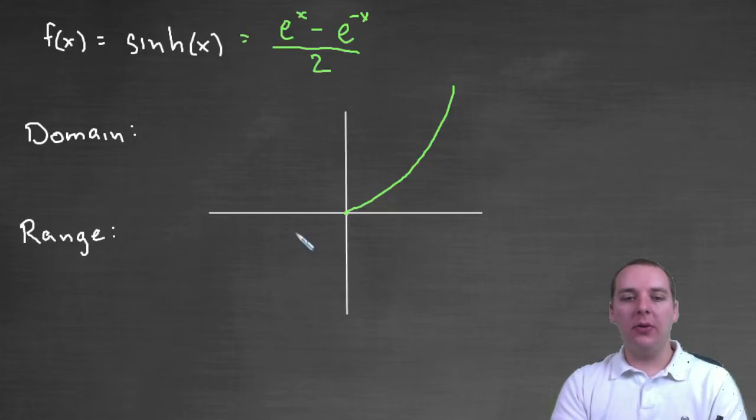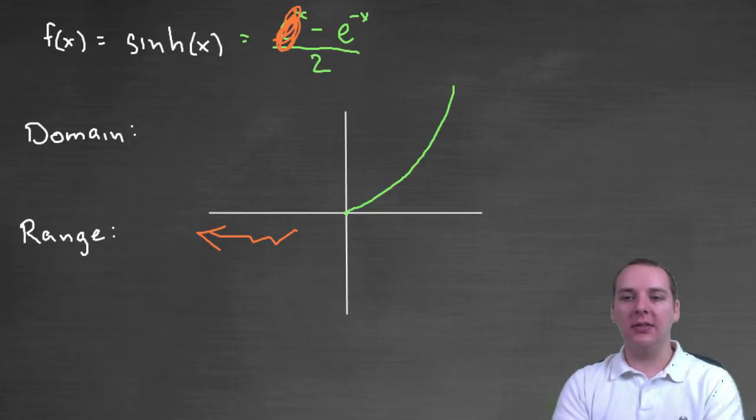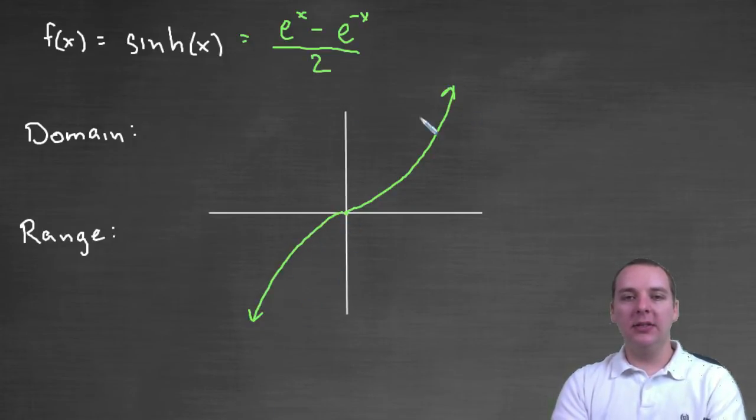Now how about on the left-hand side, in this direction? For the same reasons as before, this time e to the x will disappear when you plug in a large negative exponent. When that's gone, you roughly get negative e to the negative x over 2. We know what e to the negative x looks like, but due to the negative, it's going to be reflected across the x-axis, so it'll be below the x-axis. It'll look something like this at the end of the day. So this is the graph of hyperbolic sine of x.